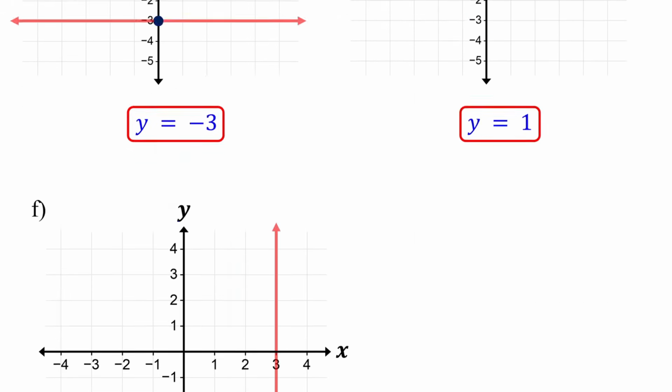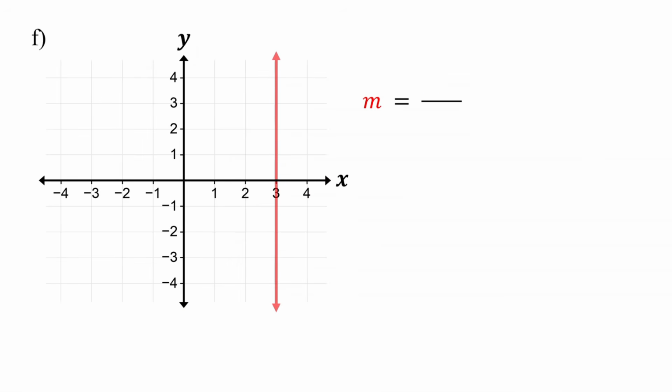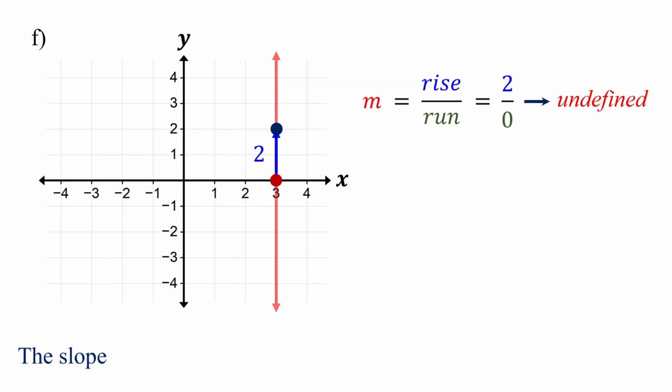Now, what happens if the line is vertical? What would its slope and equation be? Locate 2 points on the line with integer coordinates. As we move from the bottom point to the top point, we move up 2 units, right? So the rise is 2. However, notice that we don't move left or right at all. So the run is 0. Since division by 0 is undefined, the slope is also undefined. Remember, the slope of any vertical line is undefined.